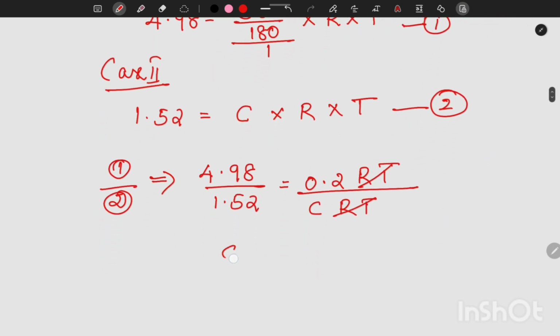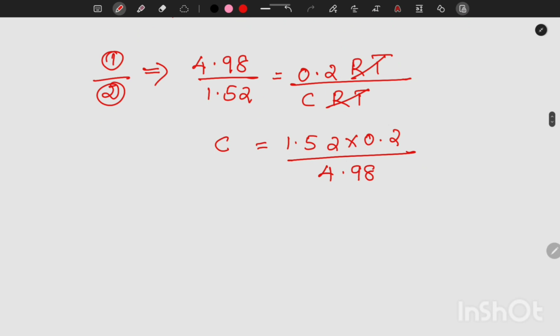Therefore C is equal to 1.52 into 0.2 divided by 4.98. When we simplify, we will get 0.061 mole per liter.